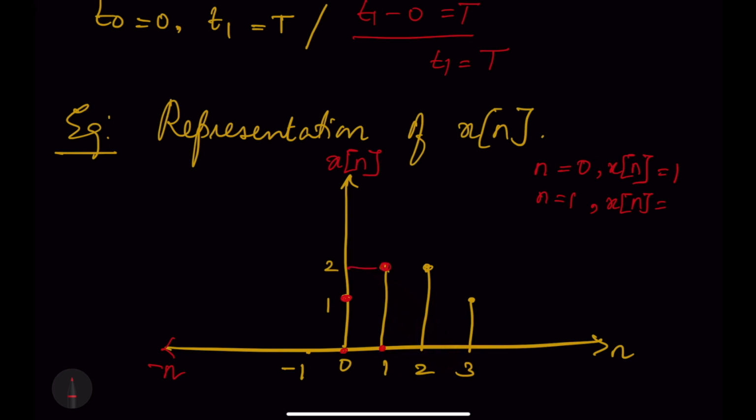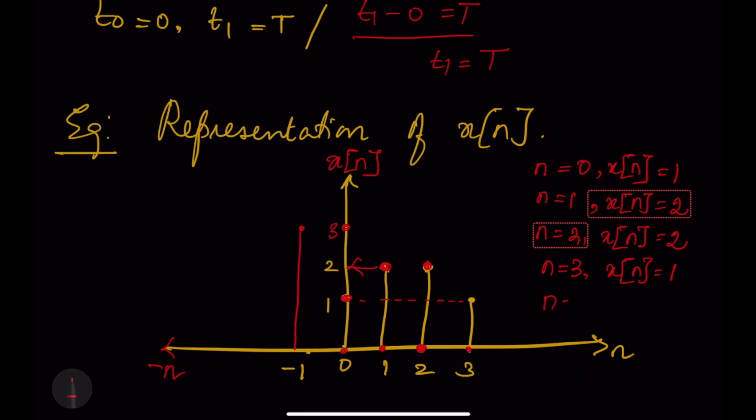And when n is equal to 2, it carries the value, again, 2. And again, when n is equal to 3, x of n is, just you see the plot, it becomes 1. Imagine in minus 1, I am going to plot a signal which carries an amplitude 3. So when n is equal to minus 1, the amplitude of x of n becomes 3.